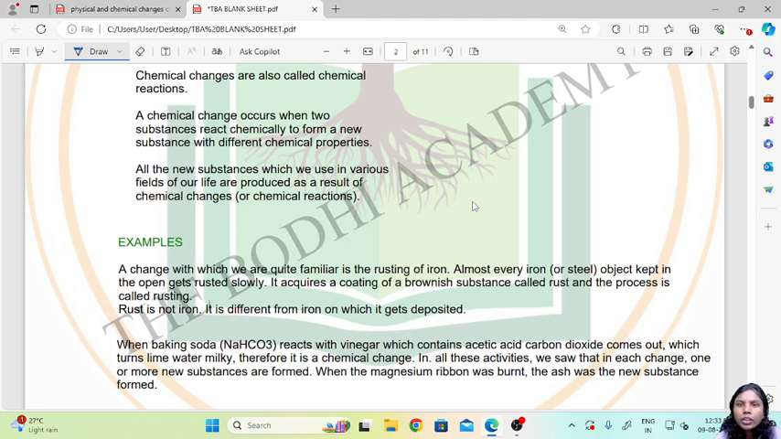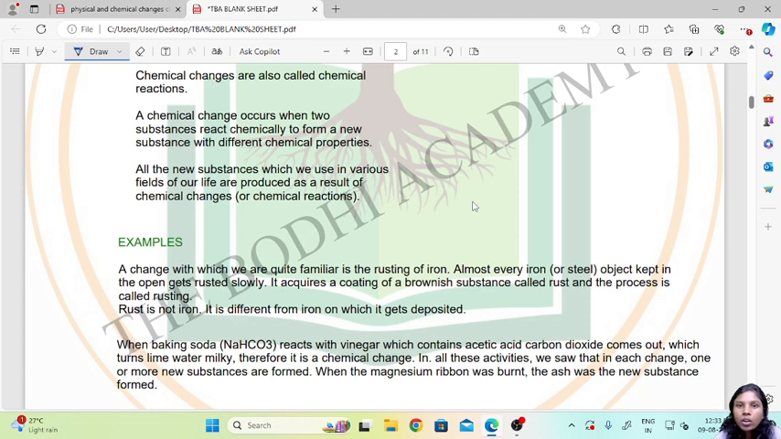So any iron or steel material, when it is left open for quite a period of time, begins to rust. It forms a brownish kind of layer on top of it, and that brownish substance is called rust, and the process by which it takes place is known as rusting. Now rust is not iron. Never confuse rust with iron.